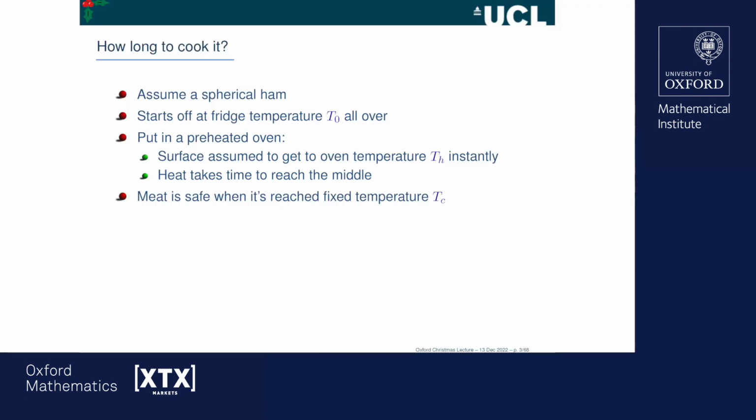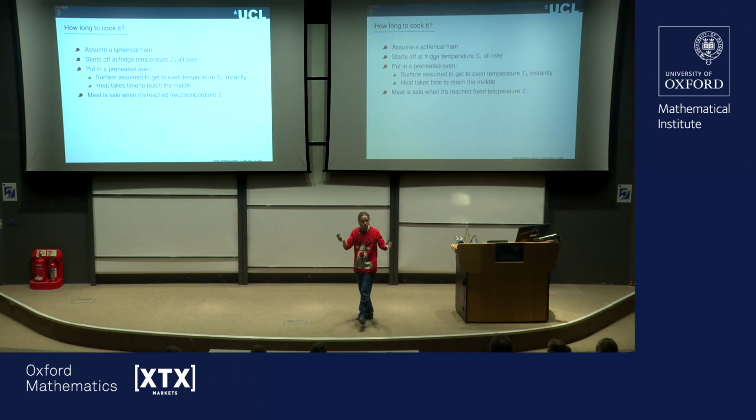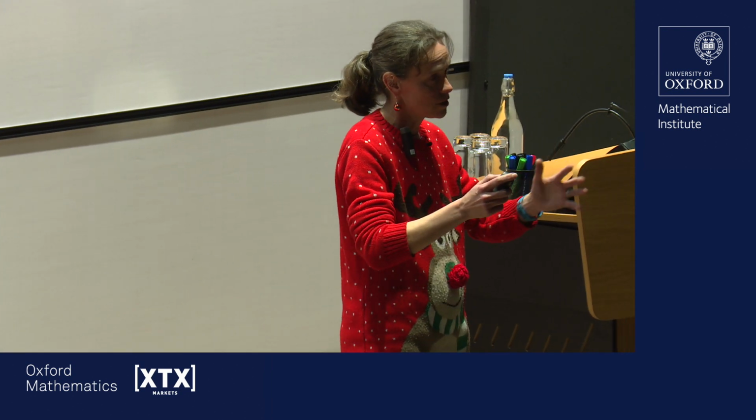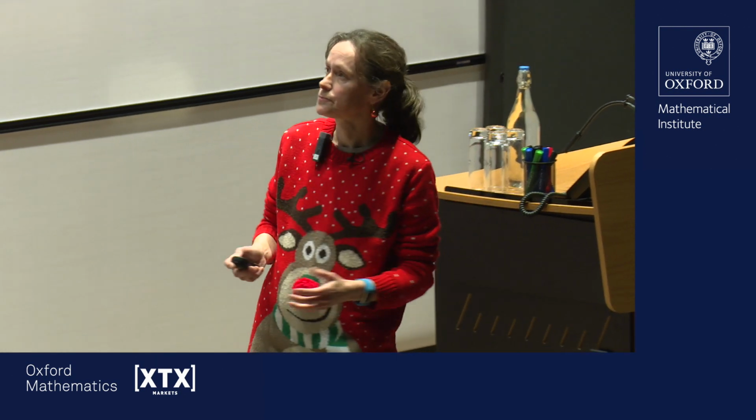So I've got a spherical ham. I'm going to assume that I've just taken it out of the fridge because I'm an idiot and I don't know about leaving these things out to come to room temperature. I will have preheated my oven, and I'm just going to look at the temperature within the ham. So I assume that the surface of the ham instantly gets to the oven temperature, and then I need the heat to slowly make its way to the middle.